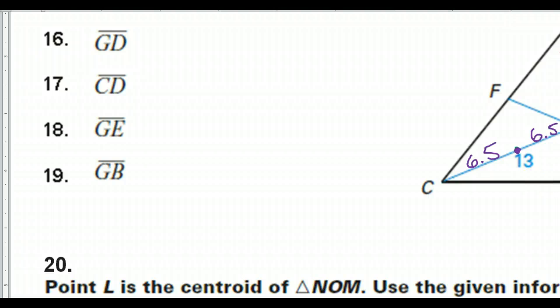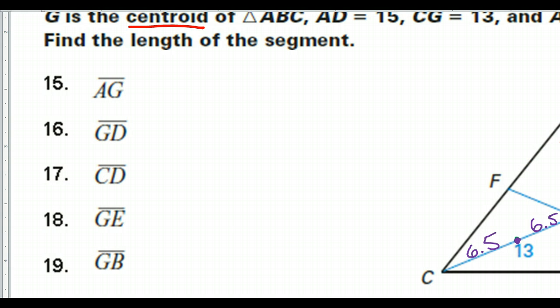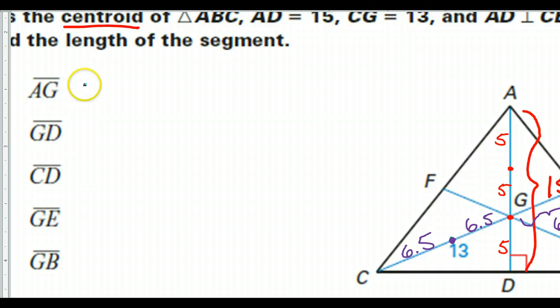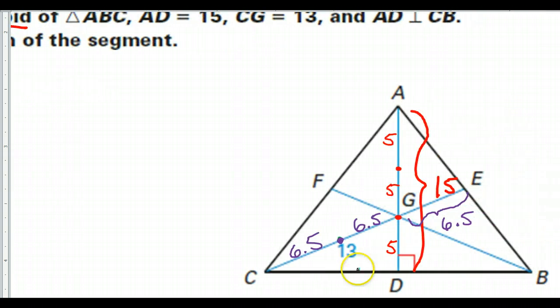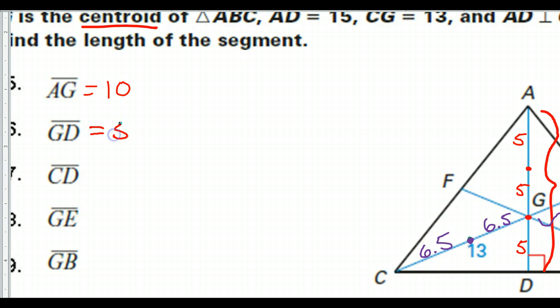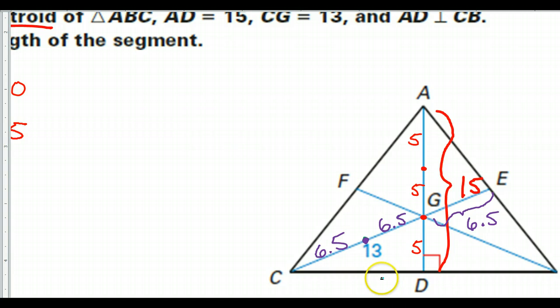Okay, so looking at number 15, we're supposed to say, what is AG? Do I know that? Looking at my picture, AG is right here. Clearly AG is 10. 5 plus 5. Okay, so that is 10. What about GD? Can I answer that? GD is right here. It is 5. Okay, what about CD? CD is right here. I cannot get CD directly from just the information I've found.